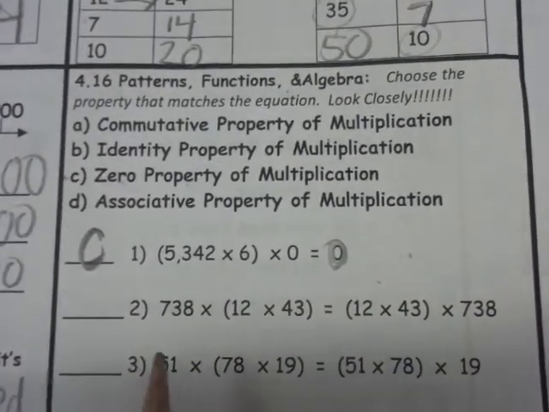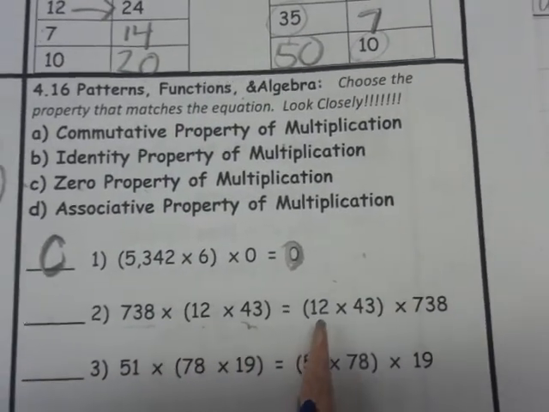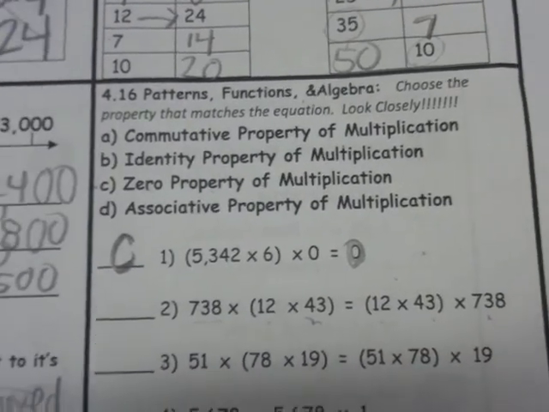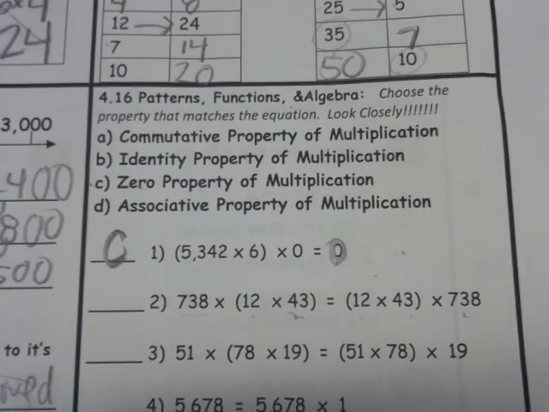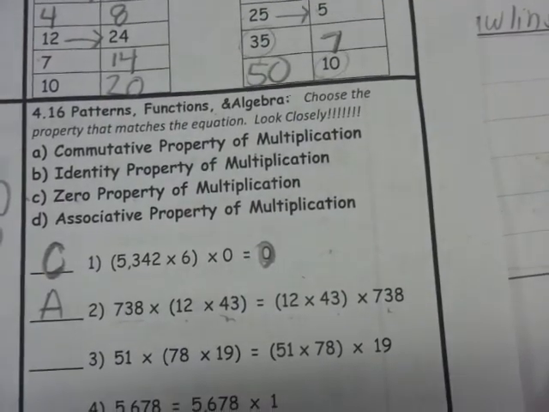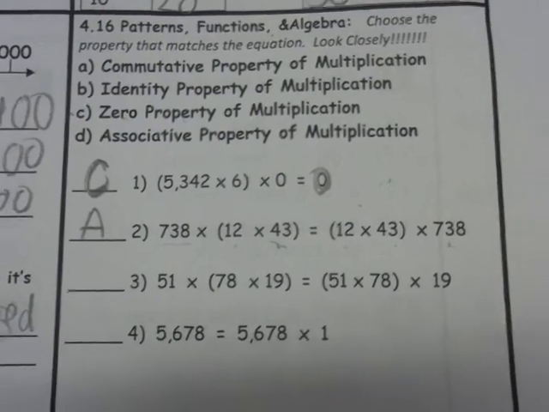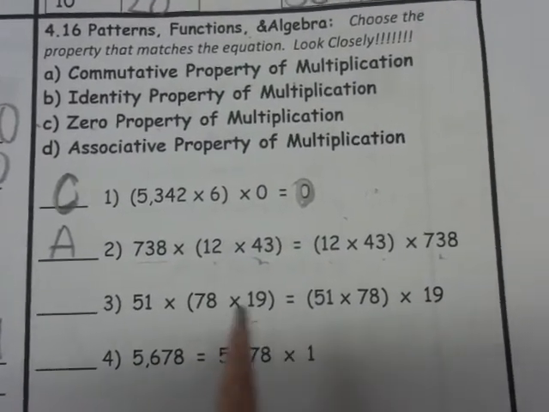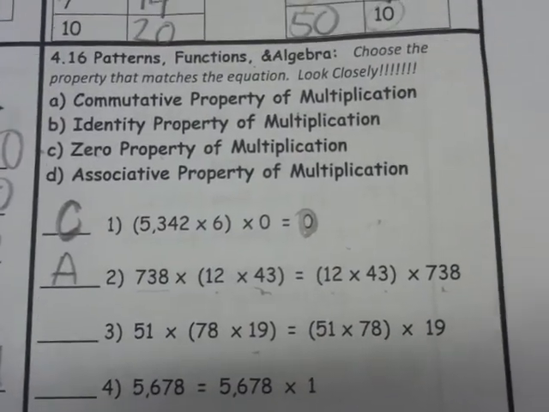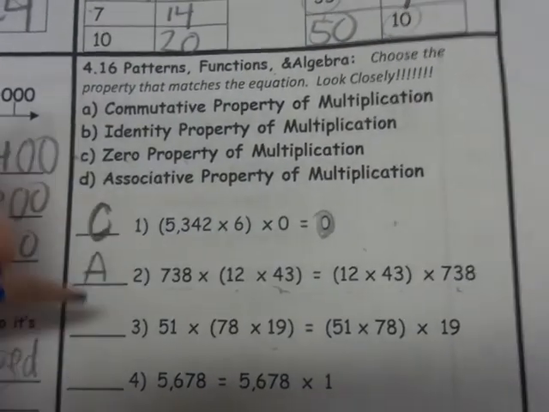The next one shows me 738 times 12 times 43, and 12 times 43 times 738. Well, it's the same numbers, but it's in a different order. So that is A, the commutative property. Number 3, 51 times 78 times 19 equals 51 times 78 times 19. Same numbers, same order, different grouping. That's the associative property.